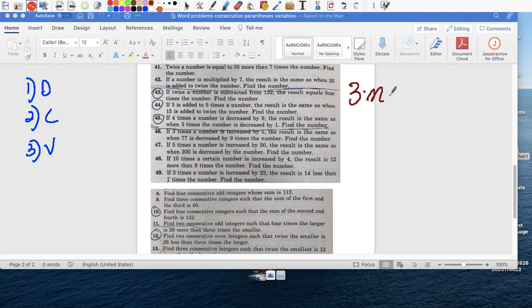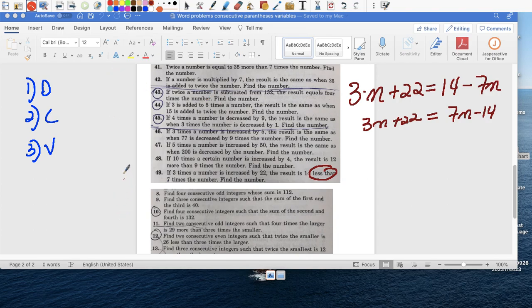is increased by 22 plus 22. That's what it means. The result equals 14 less than 7 times a number, which we call n, by the way, in this particular problem. But the word here is less than, so we have to make a little switch here, right? These two terms will change order, so instead of 14 minus 7n, it actually becomes 7n minus 14. So 3n plus 22, nothing changes on that side.